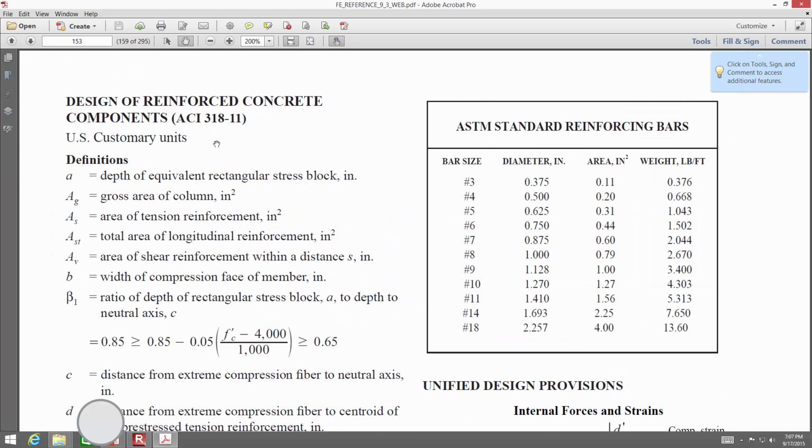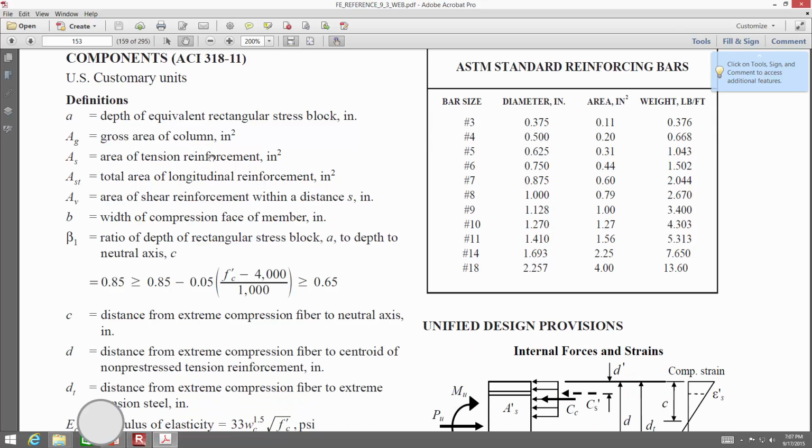So the first thing that you see is on the left, this big column of notation. Now, a lot of this stuff should be pretty familiar for those of you who had me for concrete design, the stuff like beta 1 for your rectangular stress block, the width of your member, the area of steel, area of shear reinforcement, all of that. You also see here on the top right, this is all your rebar sizes. So you've got your bar size, your diameter, your area. It's going to be fundamental for all the problems that we do.